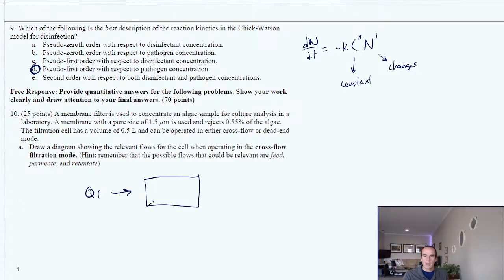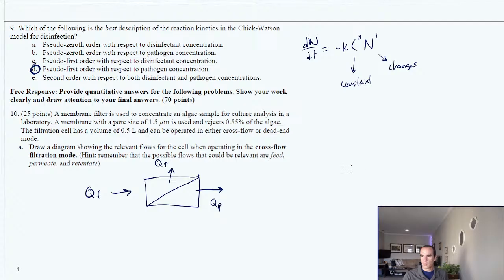And I'm going to draw a line across as the membrane. So anything that crosses that membrane permeates through it. And that's how I'm going to draw and describe my flows. So what passes through would be the Q permeate. And what is rejected is the Q retentate. So I was looking for simply this, something very simple.